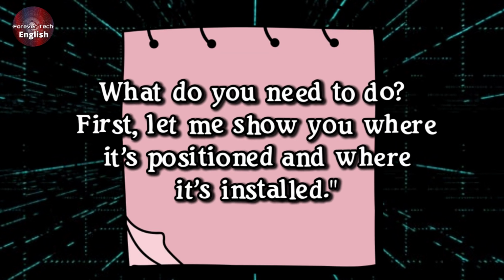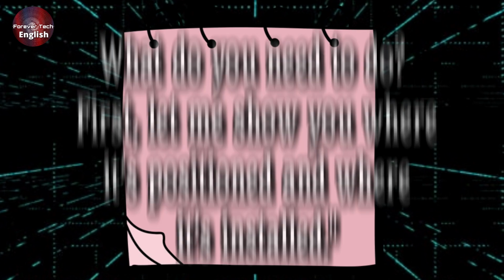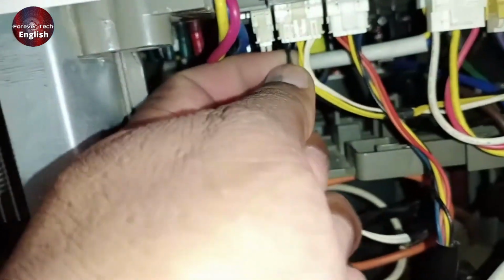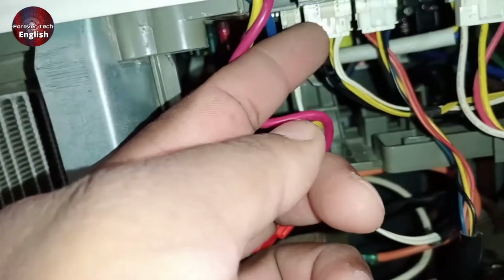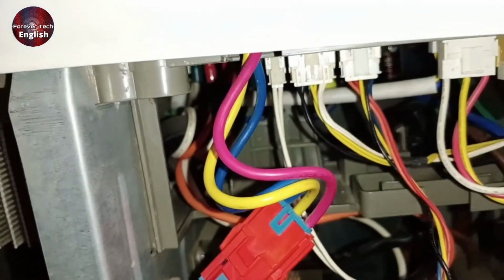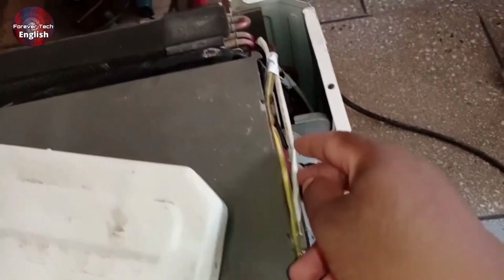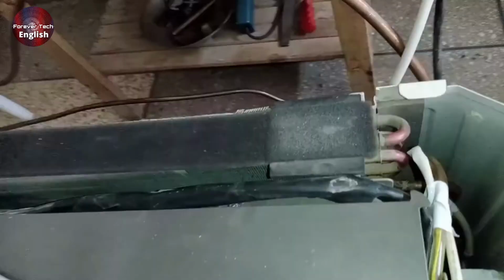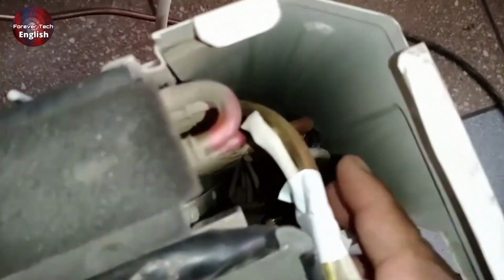First, let me show you where it's positioned and where it's installed. Look, friends, all three sensors in the outdoor unit are installed in the same place, in this connector. This black wire here is the wire for your condenser pipe sensor. Now let me show you where exactly it is installed. From here, it goes down and is installed with the condenser pipe. By opening the cover, you can easily see it.